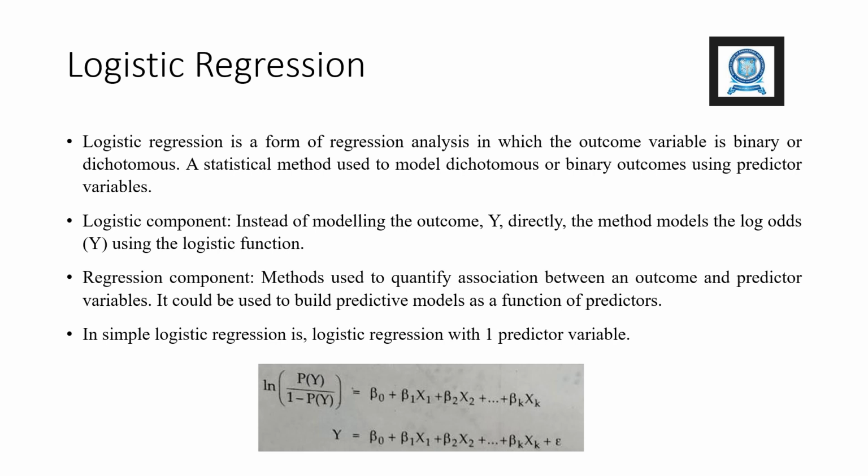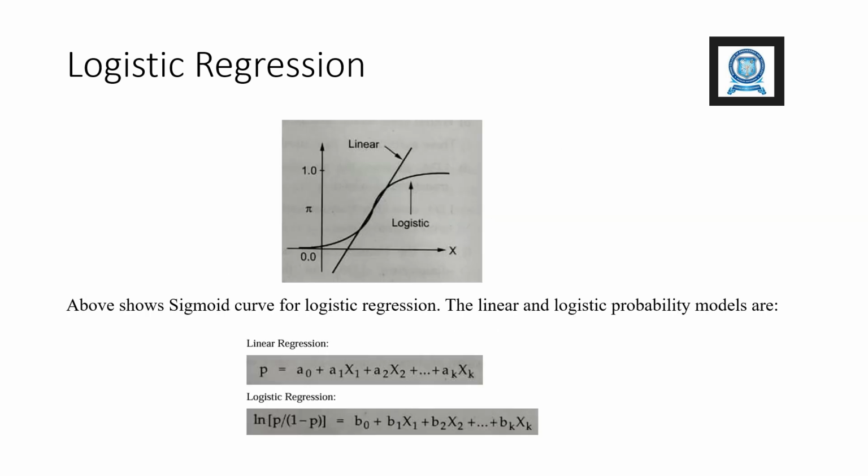It could be used to build predictive models as a function of predictors. In simple terms, simple logistic regression is logistic regression with one predictor variable. Here I have shown the formula for logistic regression. The above figure shows the sigmoid curve for logistic regression.